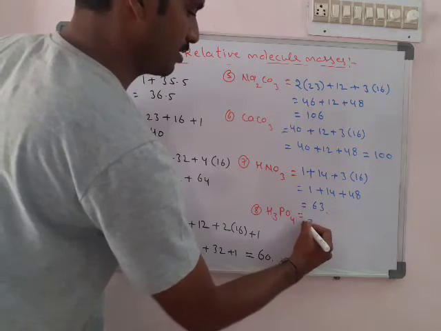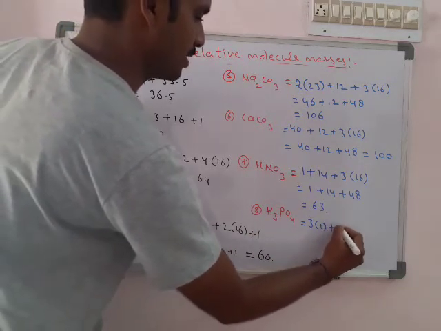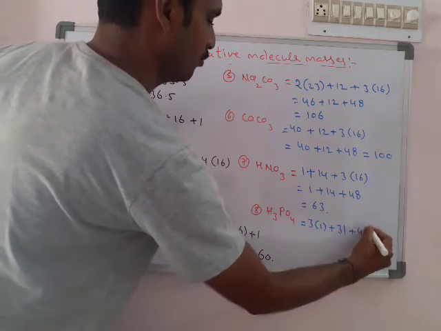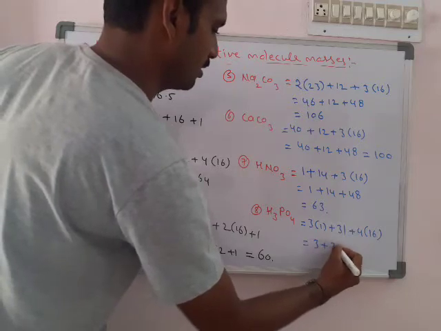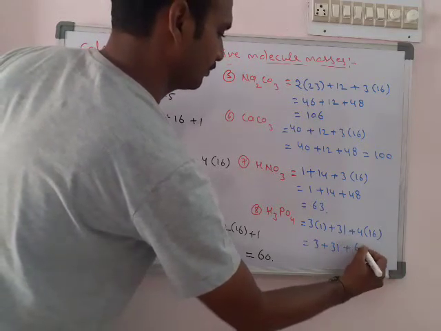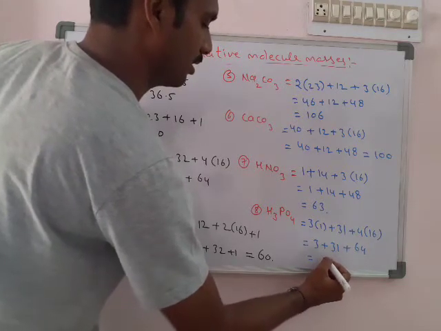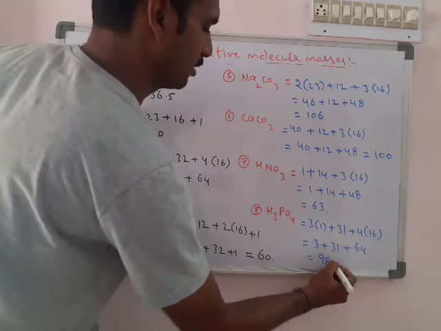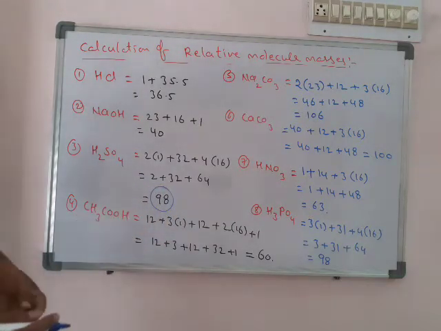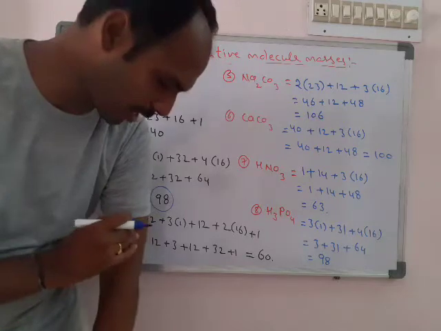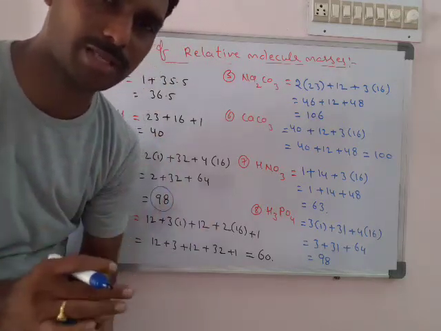H3PO4: 3 hydrogens, so 3 into 1. Phosphorus how much? 31. 4 into oxygen 16. So there is 3, 31, 64. 5 plus 8. Okay, 98. So actually here also 98 means some different compounds are also possible. Different compounds are also having same molecular mass. There may be chance.